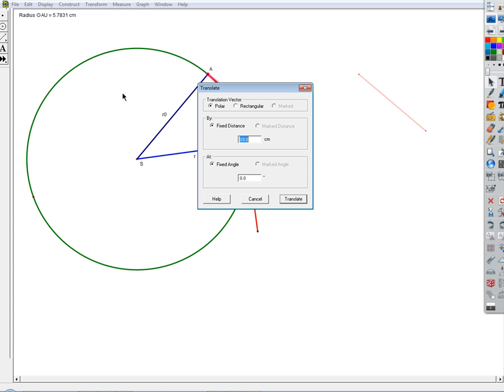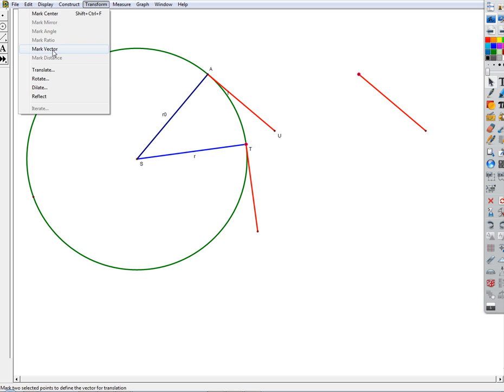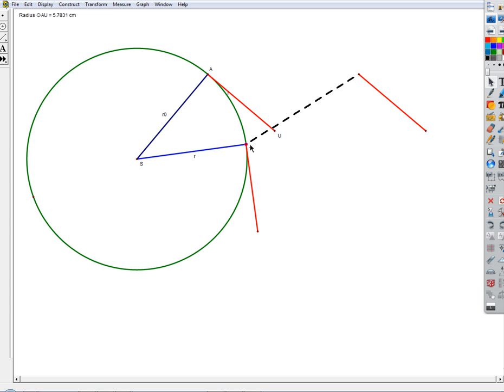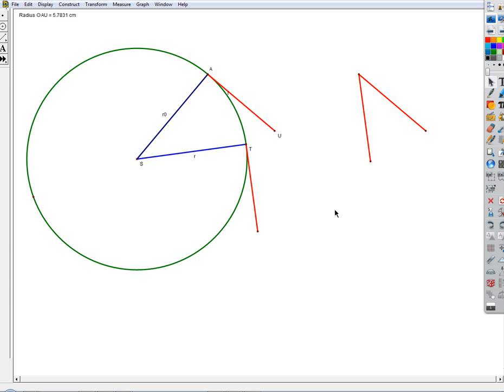Now let's try that again. Translate. What do we say? 10 at 0. So there it is. Okay, so now we want to move this along that vector. We're going to translate it along that vector. So I'm going to mark the vector, and then translate this whole thing. Isn't this cool? You can do all this stuff on this geometry sketchpad. We're going to translate this one along the marked vector. So there it is.